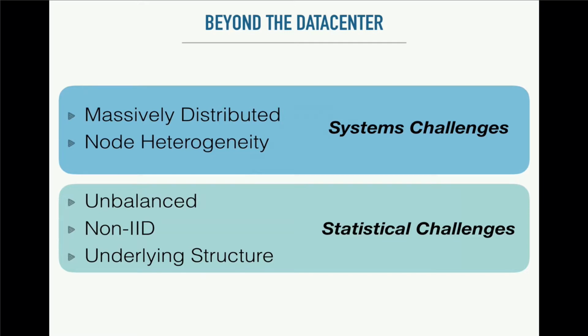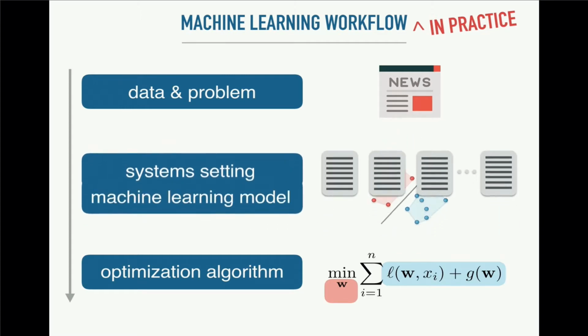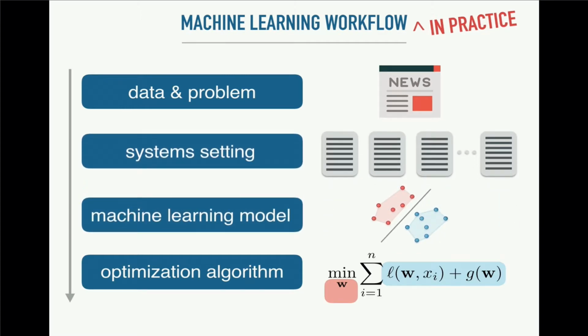And in solving this problem, the one-second summary of this work is that beyond the data center, the system setting has an impact not only on the optimization algorithm, but also on the machine learning model that we select to fit to our data. So the system setting is basically tightly coupled with this entire machine learning workflow.